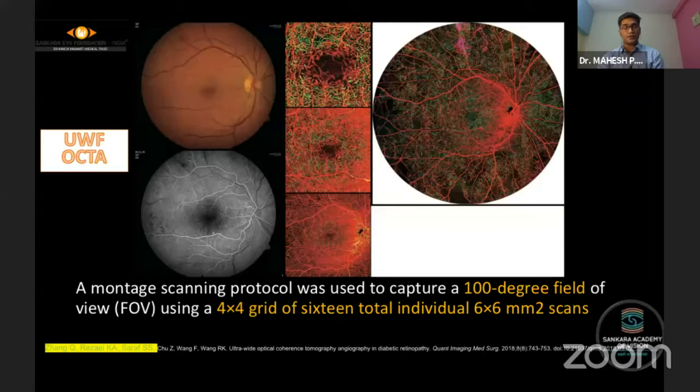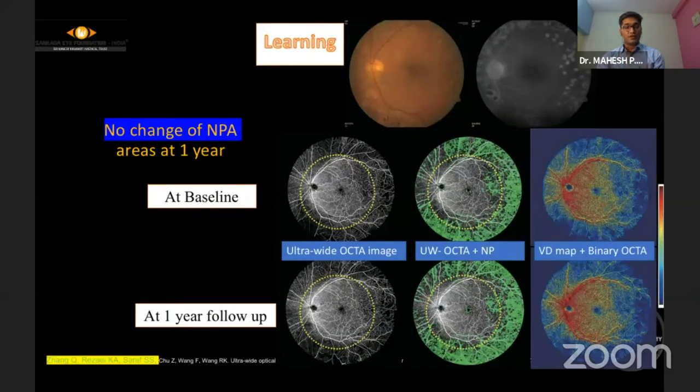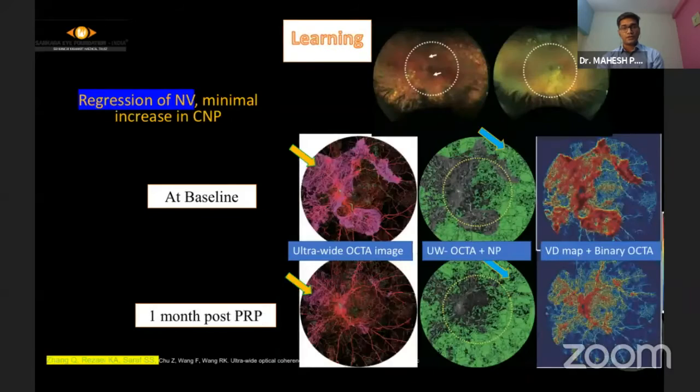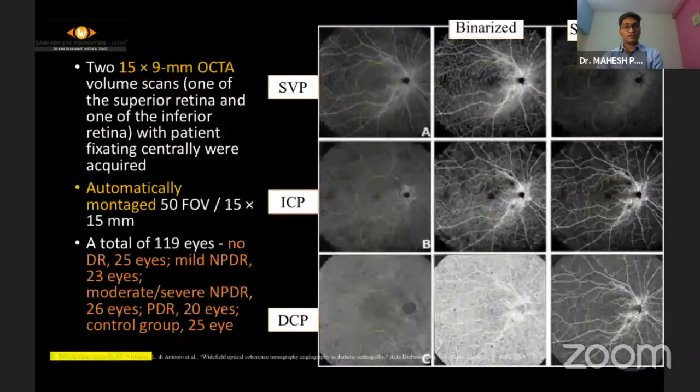The ultra wide field OCTA can also be taken using, again, the montage technique and a 100-degree field of view, which we can binarize and then annotate the choroidal non-perfusion areas in. As we can see in these cases, a follow-up can also be done, to see whether regression is happening for the neovascularization, or whether non-response is occurring. In this patient, the author has suggested that FFA was not possible because of a contraindication, but the wide field OCTA helped us in treating these cases.